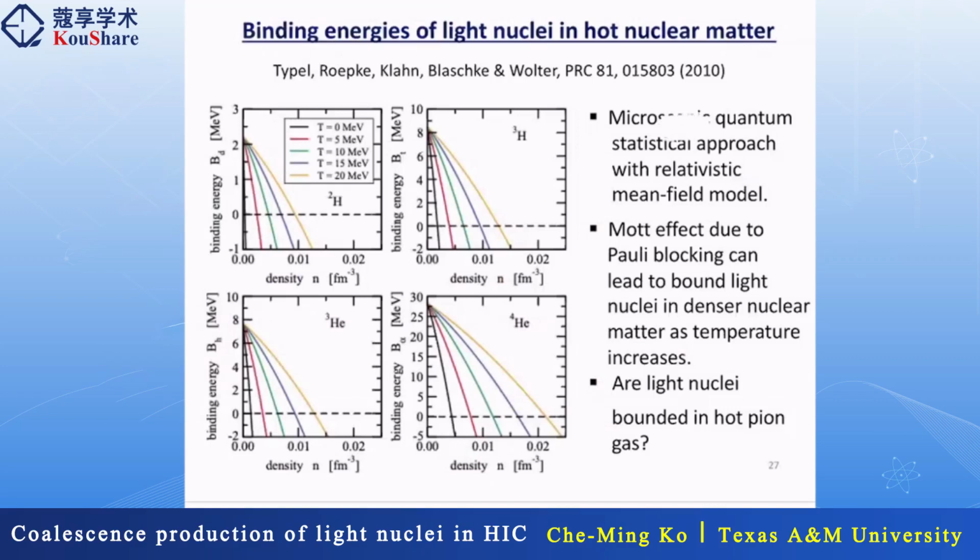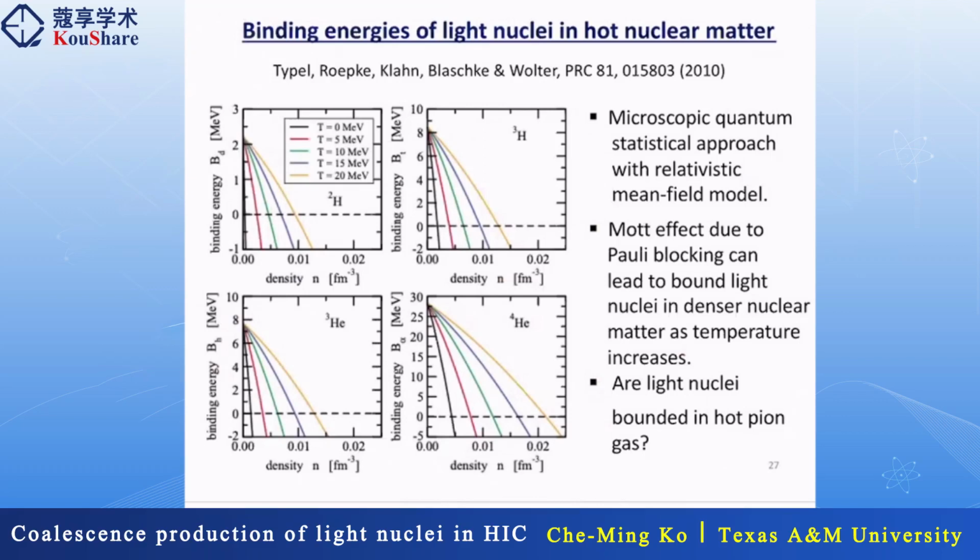They do the many-body microscopic quantum statistical approach with a relativistic mean field model. Then they take into account the Pauli blocking and the so-called Mott effect due to Pauli. For them, the deuteron has relative wave functions. If they go to momentum space, they have momentum wave functions. If you are in nuclear matter and those momenta are occupied, you have to remove those wave functions. Then the remaining wave function may not be sufficient to make the deuteron bound, right? So they take that into account, the Mott effect due to Pauli blocking, right?